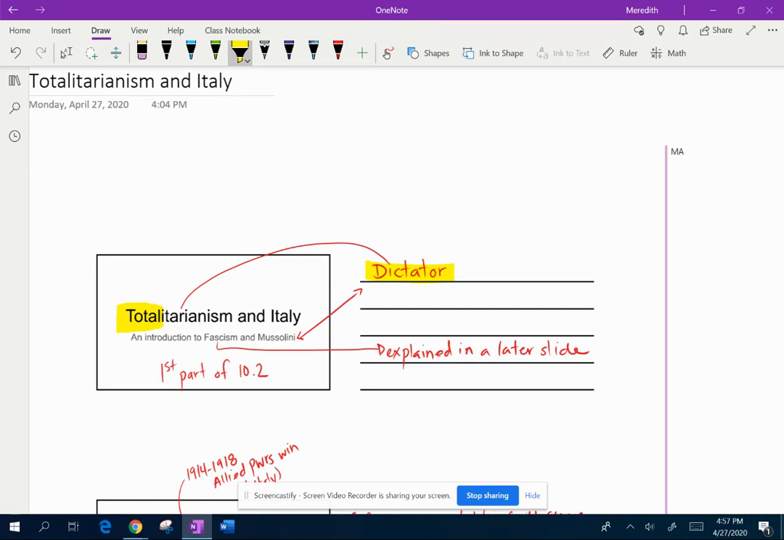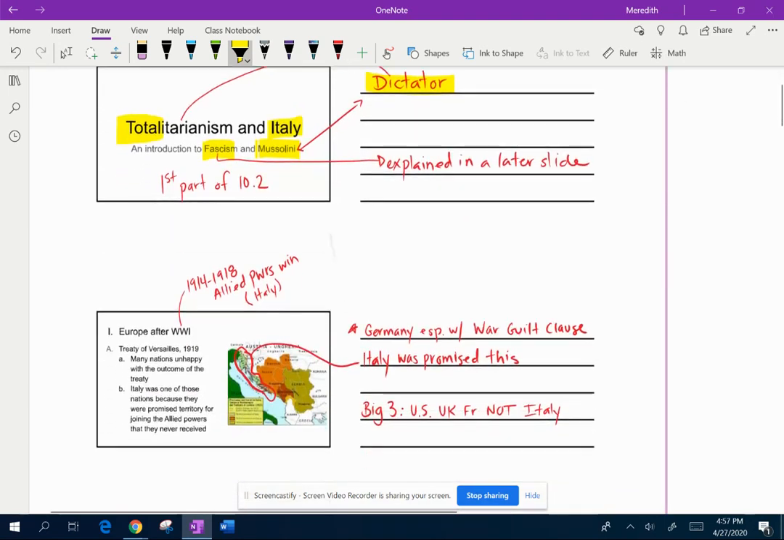And specifically today, we're going to look at totalitarianism in Italy. This is the first part of chapter 10, section 2, or lesson 2. And we're going to be talking about a specific type of totalitarianism called fascism, and I'll explain what that is in a later slide. And Mussolini, who is the dictator of Italy during this time.